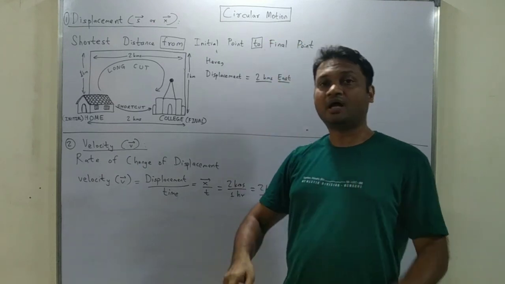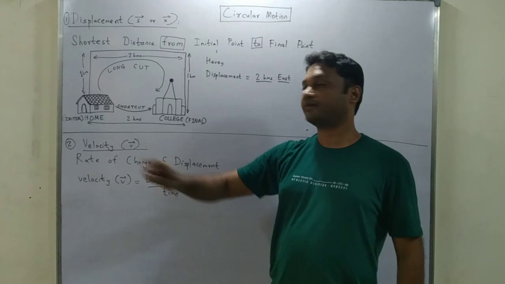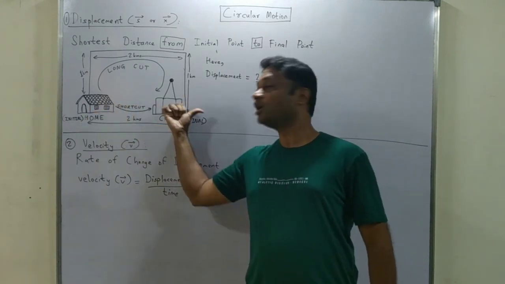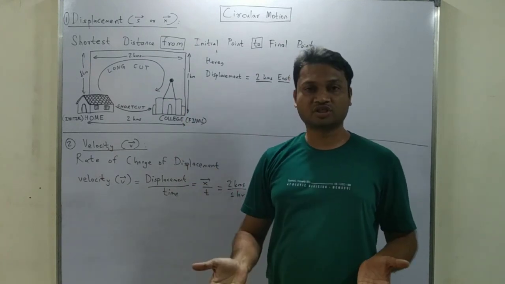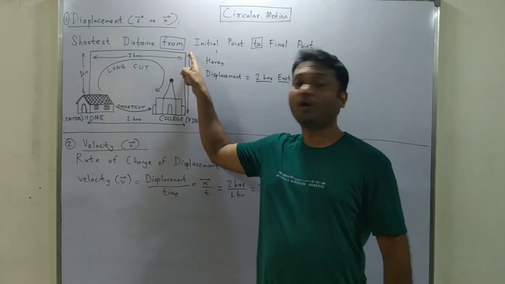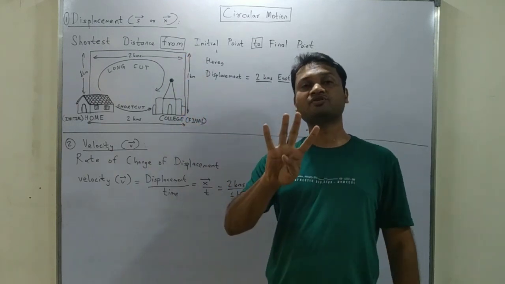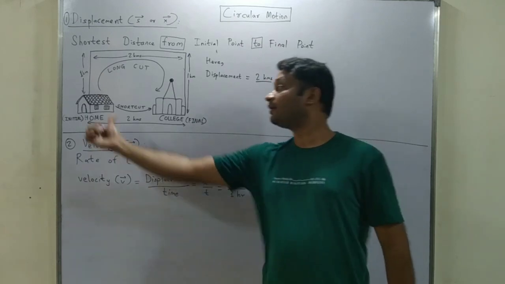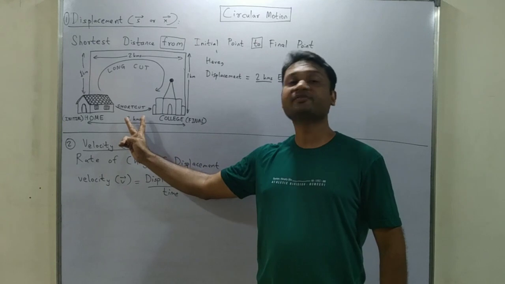For example, अगर हमें घर से कॉलेज जाना है तो we have two routes. One is the long cut, another is the short cut. अगर हम लोग long cut से गए तो what is the total distance traveled? 1 kilometer up, then 2 kilometers east and 1 kilometer down. So total becomes 4 kilometer. और अगर हम लोग short cut से गए तो what is the total distance traveled? 2 kilometers east.